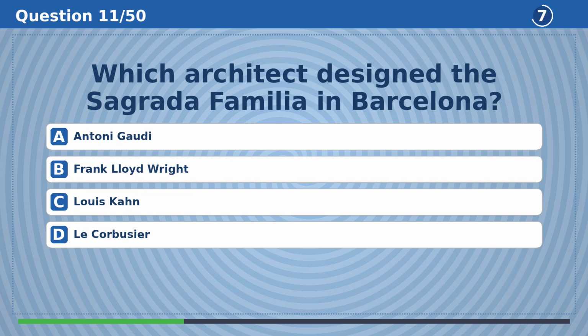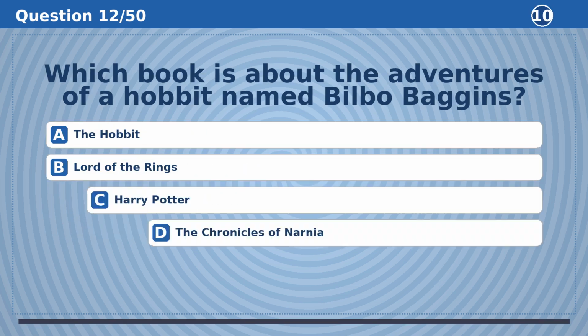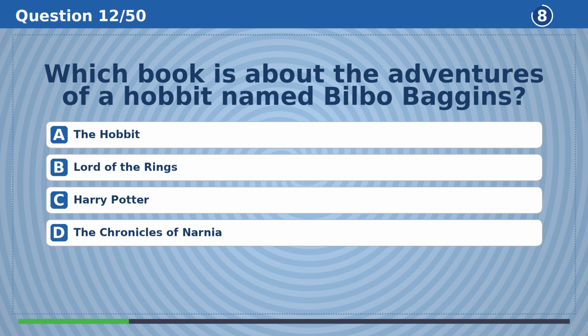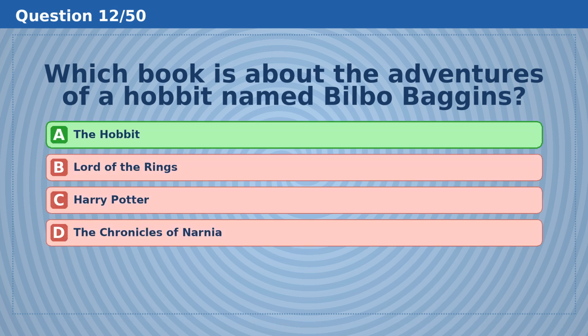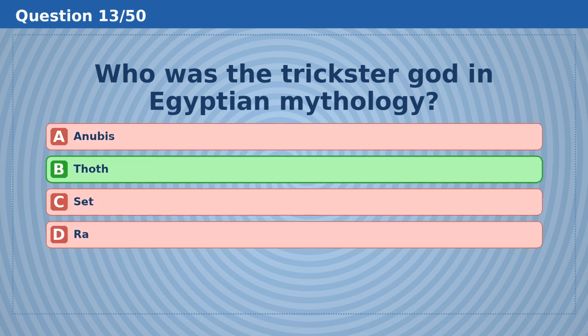Which architect designed the Sagrada Familia in Barcelona? The answer is A. Antoni Gaudí. Which book is about the adventures of a hobbit named Bilbo Baggins? The answer is A. The Hobbit. Who was the trickster god in Egyptian mythology? The answer is B. Thoth.